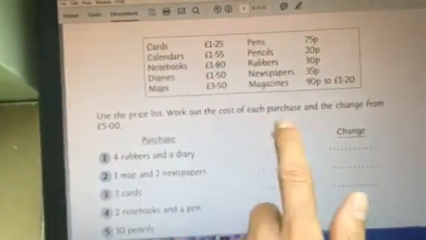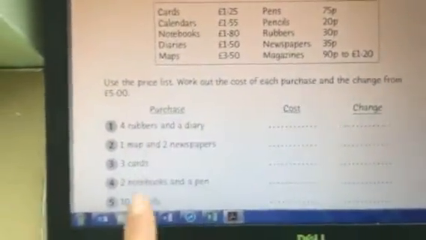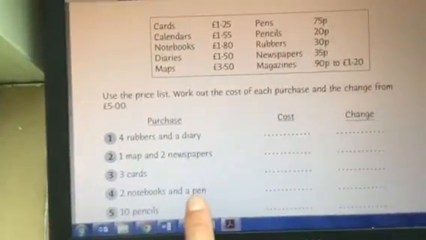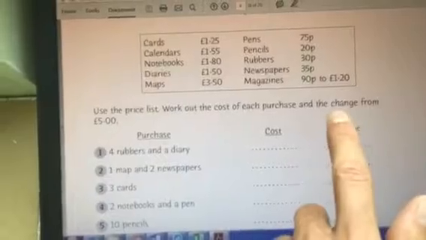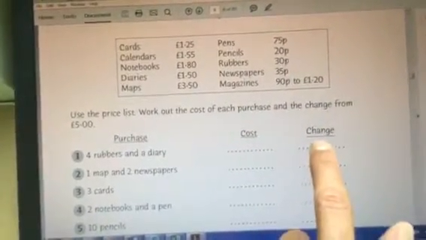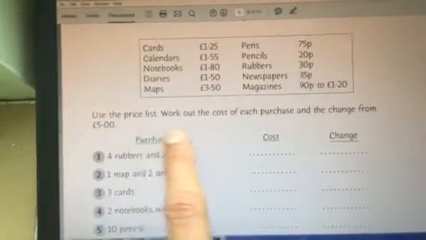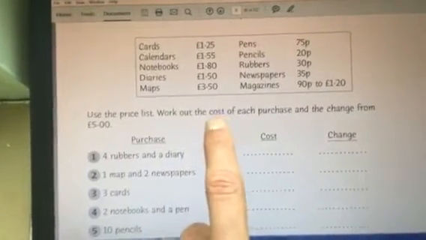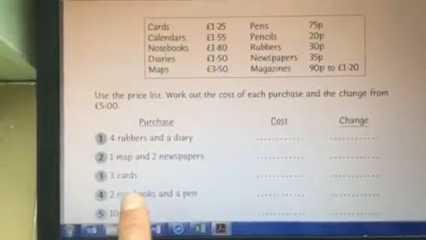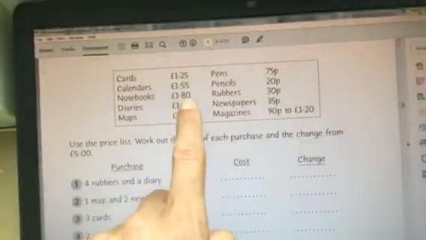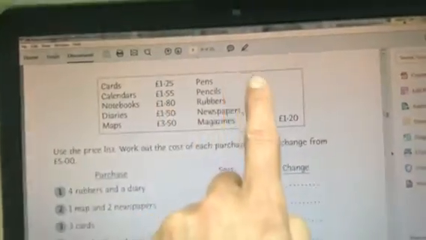Work out the cost of each purchase, and this purchase is going to be 2 notebooks and a pen, and the change that I would get from £5. So the first thing I need to find out is, what is the cost of 2 notebooks and a pen? It says here that the notebook is £1.80 and a pen is 75p.